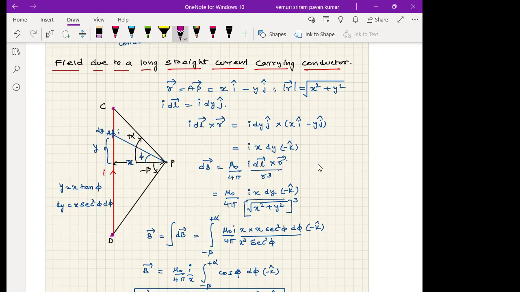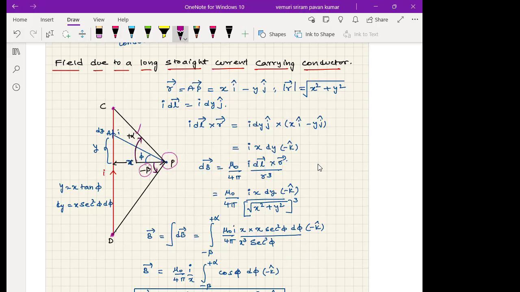Now we are working about a point P over here. Please try to understand that the point P with respect to C and with respect to D makes an angle like this. It makes an angle alpha, and it makes an angle minus beta.